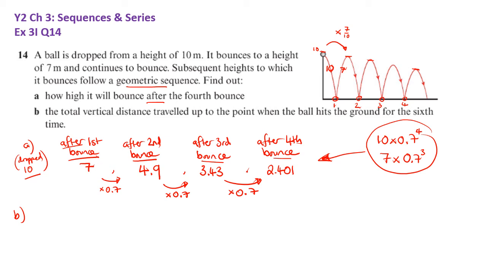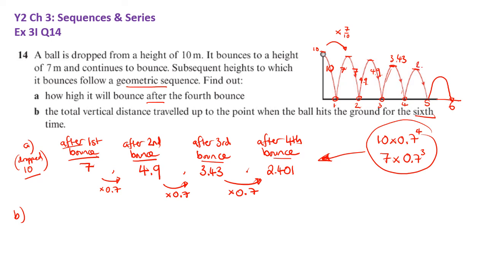For part B here, easiest thing to do is continue this picture on. We're only looking for when the ball hits the ground for the 6th time, and here we can see it's already shown up to the 5th time. So let's just go one more up to the 6th time, and we want the total vertical distance travelled. So we can see it was 10 here, 7 up to that bounce. Well, it must be 7 back to the floor there. We know this one here is 4.9. We've worked it out up to that height, but it must be 4.9 coming down again. We know this height here is 3.43, going up and then down.